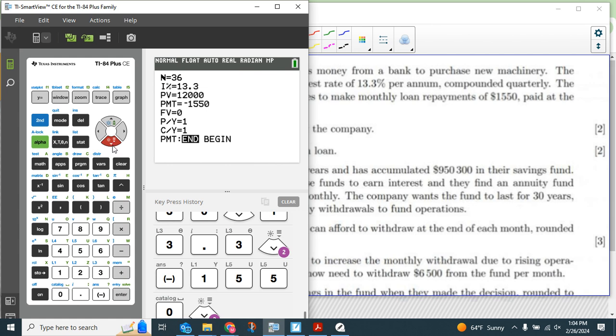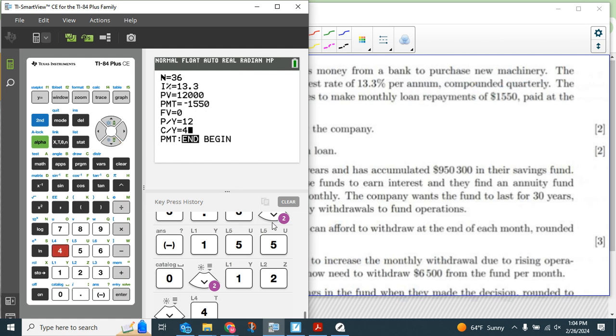All right. Payments per year. Well, if they're paying monthly, they're making 12 payments per year. And it says in the problem here that this is compounded quarterly. So this is one of the few times where the payments per year and compounding periods per year are different. And it does say that they are making these payments at the end of each month, so we do want the payments at the end.